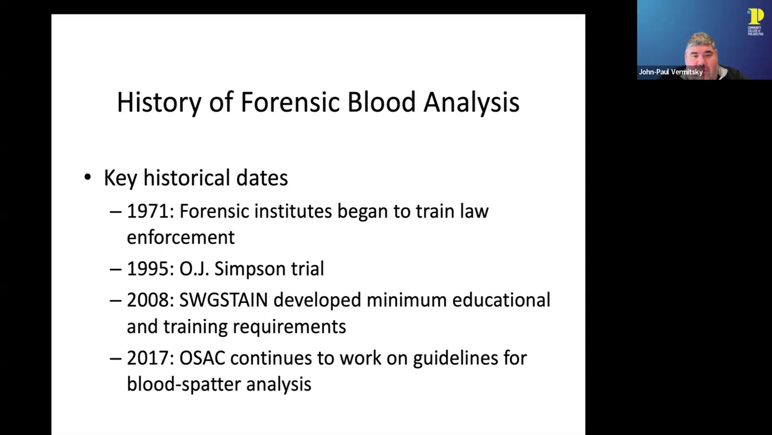In 1971, so about 7 years later from the discovery of the blood types, forensic institutes began to train law enforcement on blood analysis and also collecting blood samples. This really came into light in 1995 with the O.J. Simpson trial. And then in 2008, followed by 2017, this is where we really started to develop guidelines for blood splatter analysis.